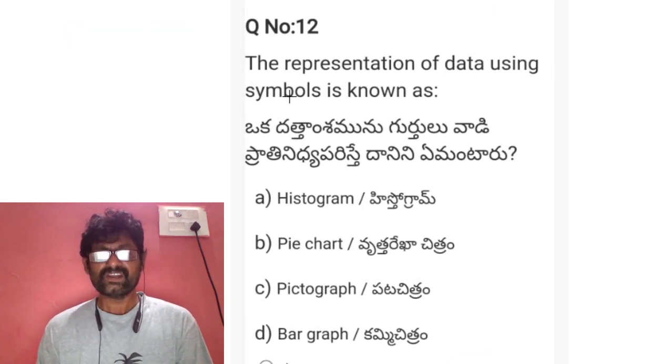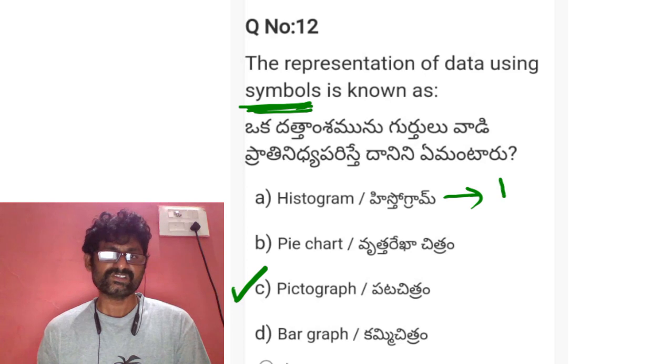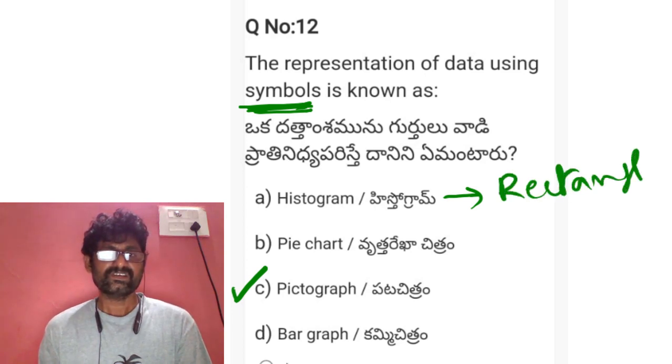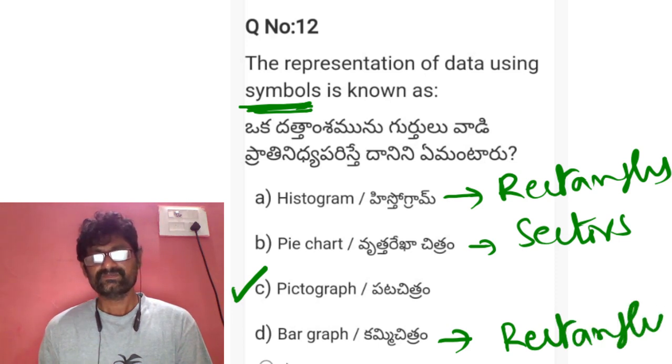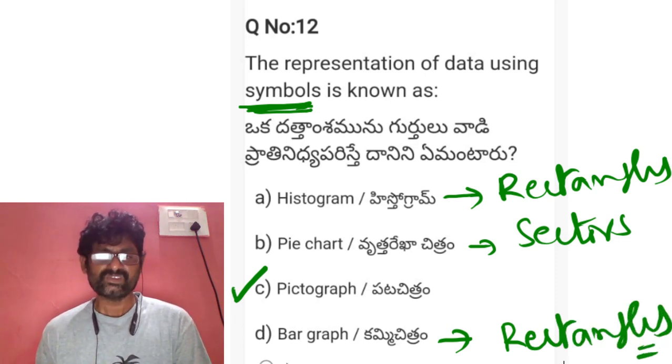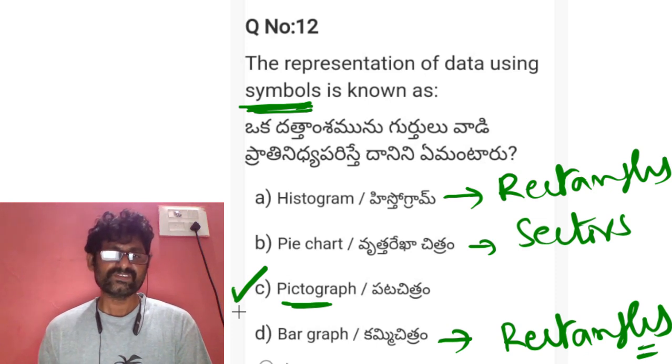The representation of data using symbols is known as... symbols means pictures. So that is nothing but pictograph. You see, in a histogram we have rectangles. In a pie chart we have sectors. In a bar graph also we have rectangles actually. The bars are also in the shape of rectangles. Now in a pictograph we have some diagrams. Okay, so option C is correct.